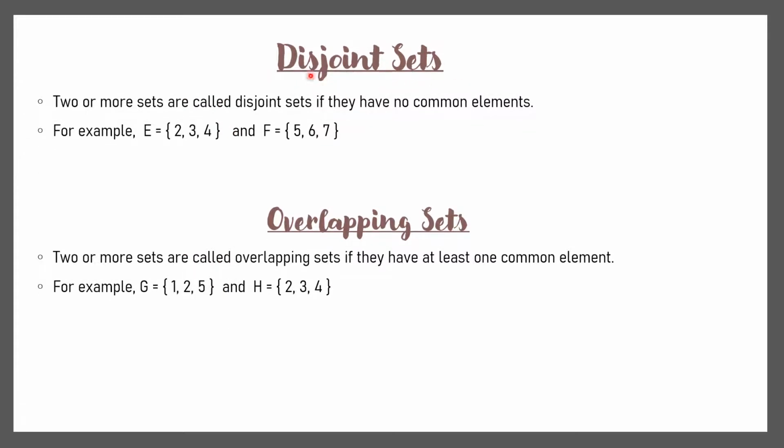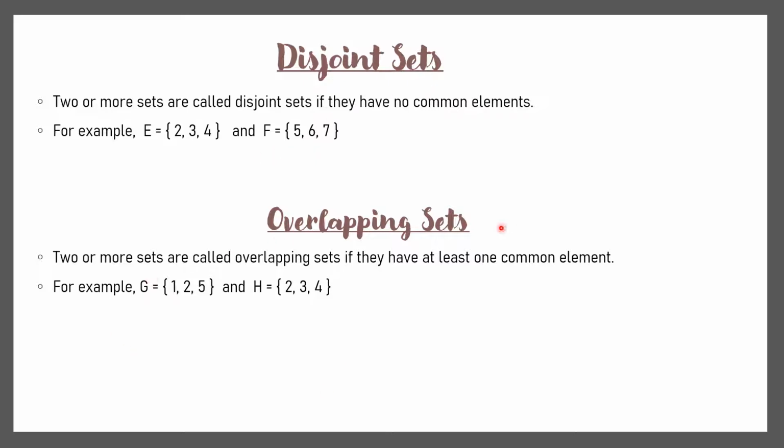Okay, so the next one is disjoint sets. Two or more sets are called disjoint sets if they have no common elements. It means two sets with no same element are called disjoint sets. For example, E contains 2, 3 and 4, and F contains 5, 6 and 7. So there is not a single element that is the same in these two sets. So E and F are called disjoint sets.